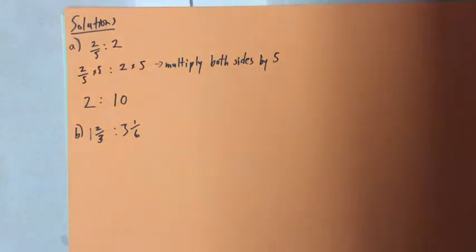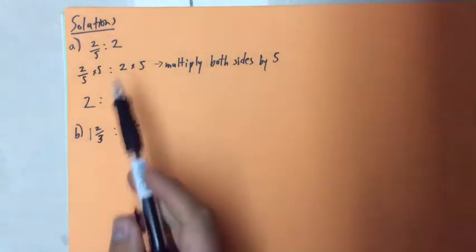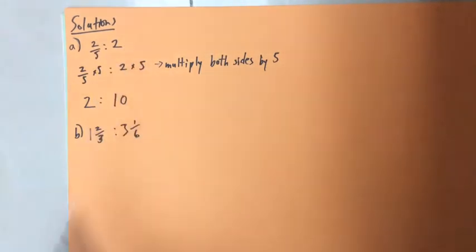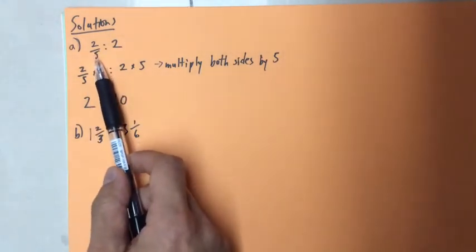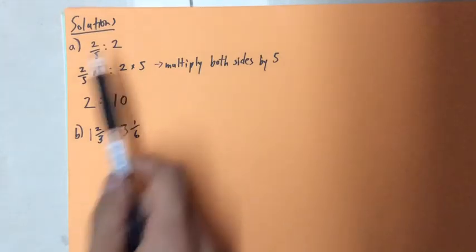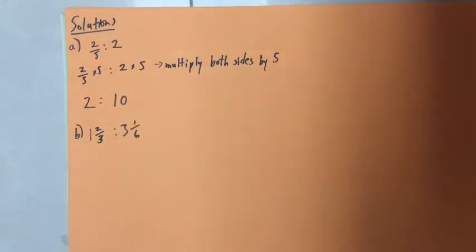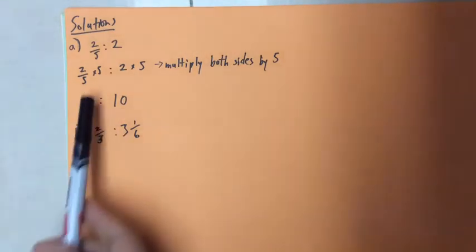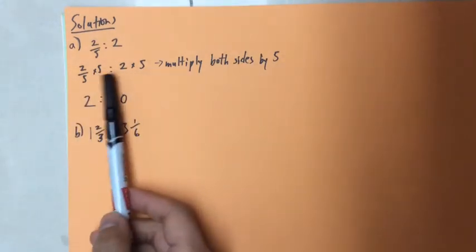Okay, now let's look at A here. We have 2 over 5 to 2. Now, we want both numbers to be integers. Here we only have one fraction. The number to the left, A, is 2 over 5. So, we need to multiply it by its denominator in order to get a whole number. So the denominator, of course, is 5. We're going to multiply both sides by 5.